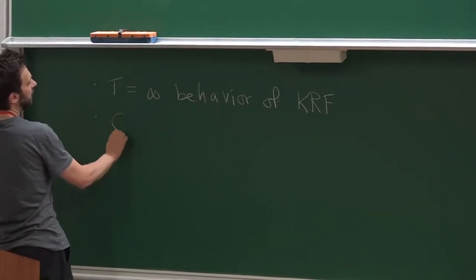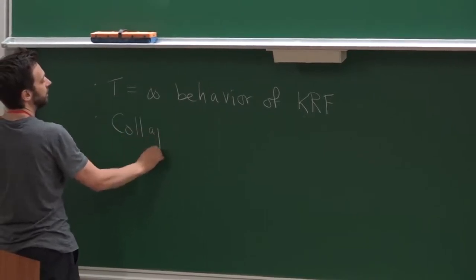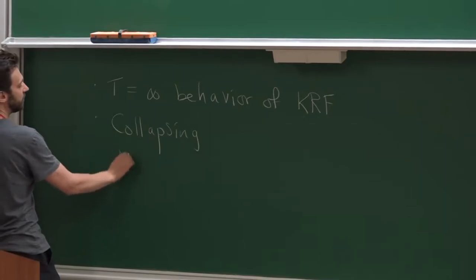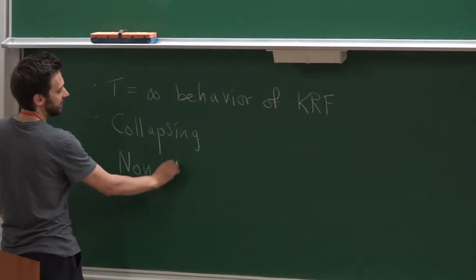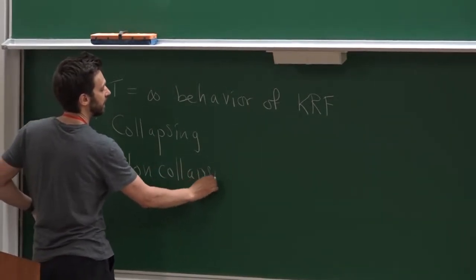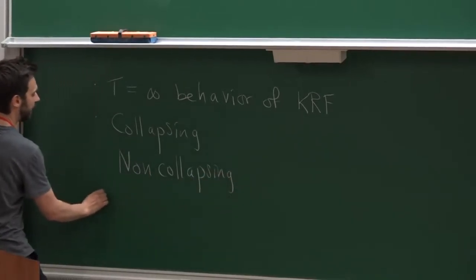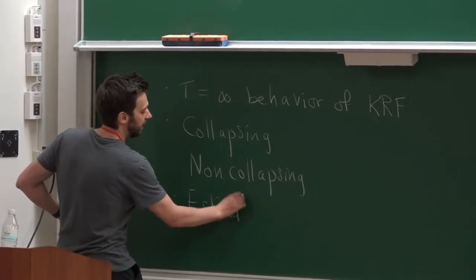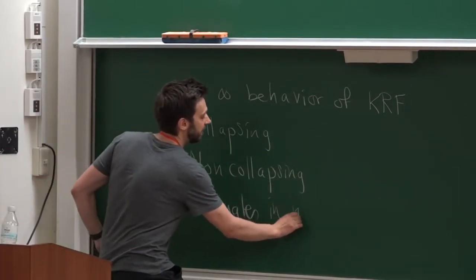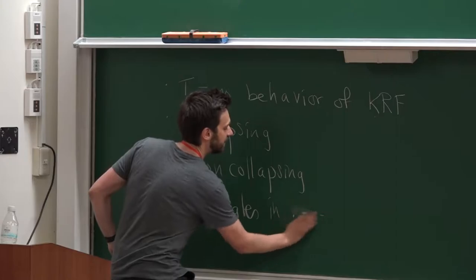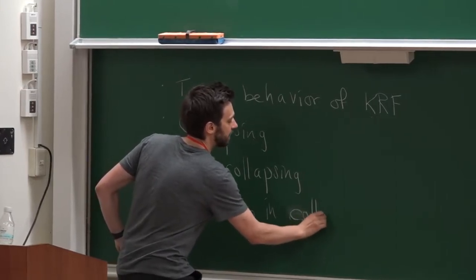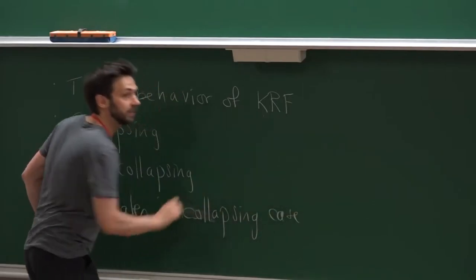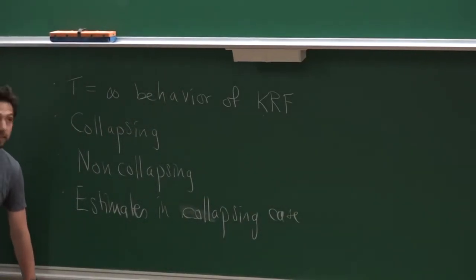One of those cases I'm going to call the collapsing case, and by that I mean that the volume is going to zero. Then I'll talk about the non-collapsing case, which means the volume doesn't go to zero. And then I'll talk about some elements of the estimates in the non-collapsing case. Sorry, in the collapsing case. So I'm going to only talk about cases where we have singularities.